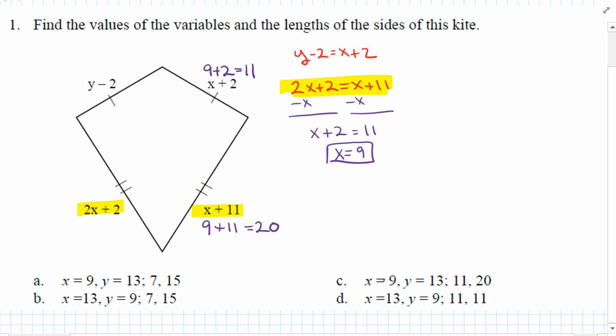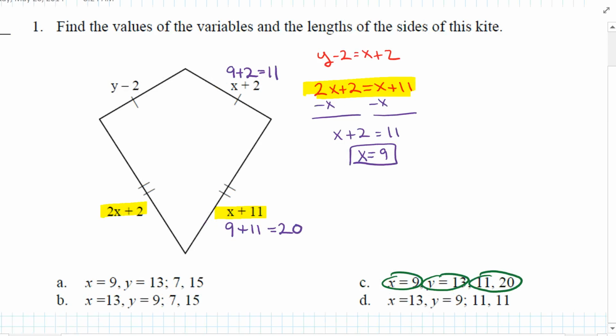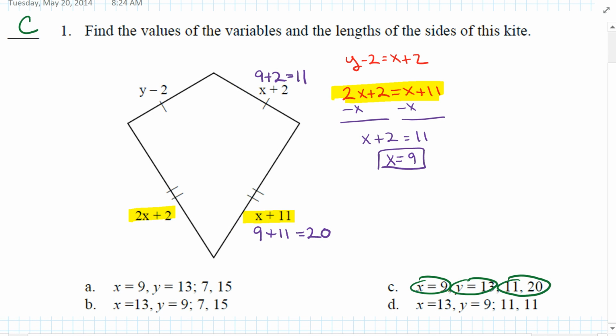So if you look through your choices, you see that you could get only one possible answer. 11 and 20, x equals 9. And then we could solve for y if we needed to, but we don't need to. The answer is C.